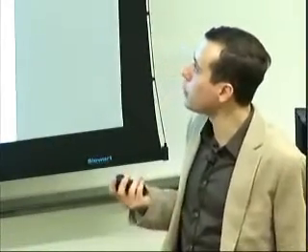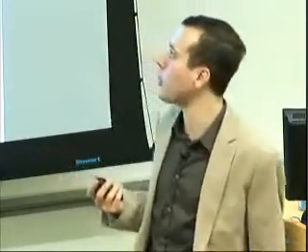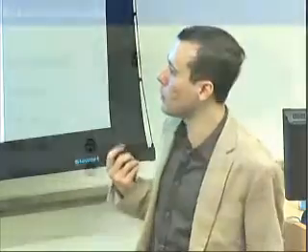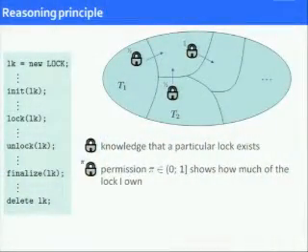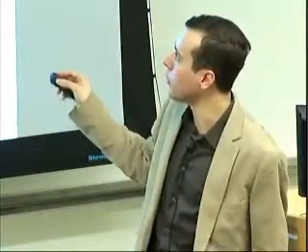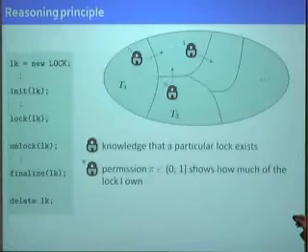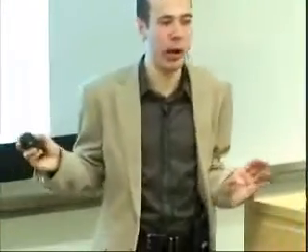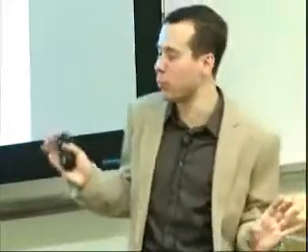Now, I'm going to have to keep track of how many threads or locks know about the existence of some lock. And the standard way to do this in program logics is to use so-called permissions. These are numbers that are associated with these lock symbols here, for example, 1/2, that intuitively tell me how much of the lock I own.